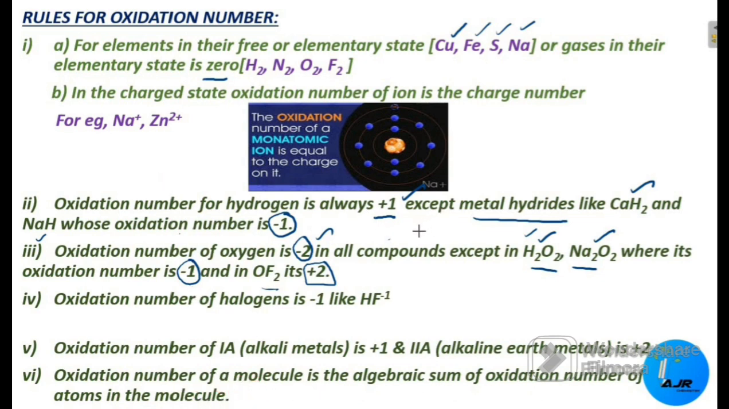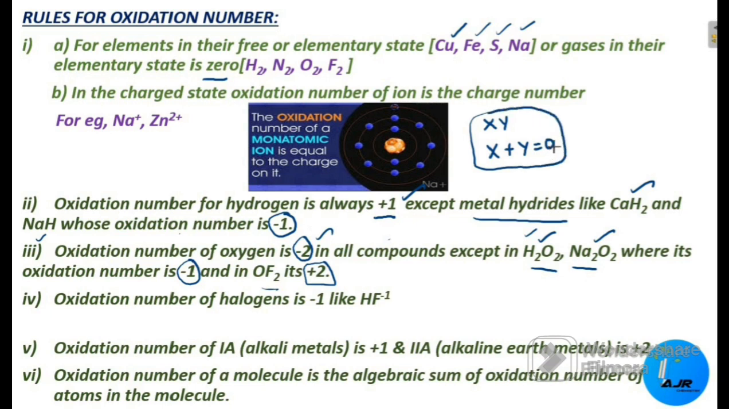For example, just consider the type of compound XY. So the compound given is XY. If it is so, how to find out the oxidation number? The algebraic sum of X plus Y is equal to 0, since it is a neutral compound, we are giving the algebraic sum as 0.